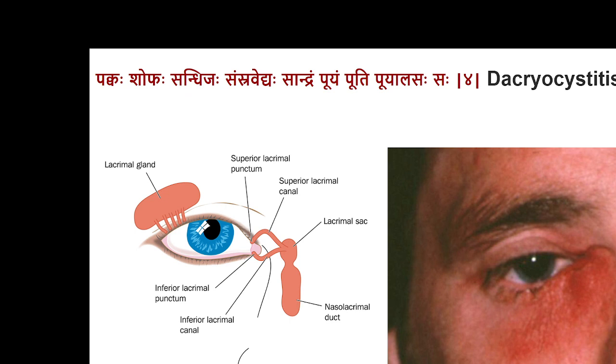Now the Puyalasa says: pakva shopha sandhija samsravebhyah sandram puyam puti puyalasa. The suppurative swelling which presents with a thick, purulent discharge, present in the angle of the eye, usually the medial angle, or it could be the lateral angle, that is called Puyalasa. And that kind of situation is exactly what we see in dacryocystitis.